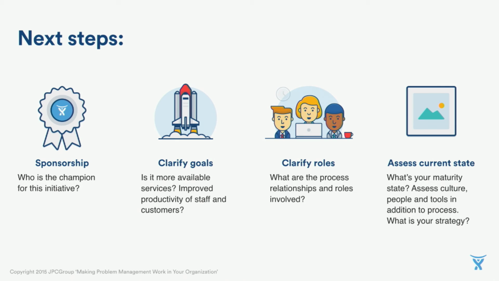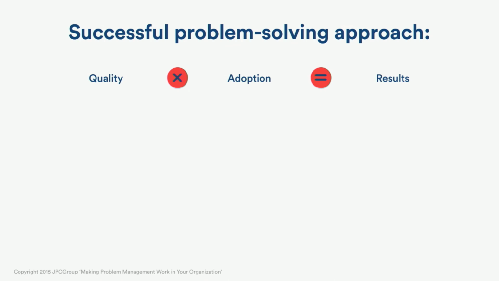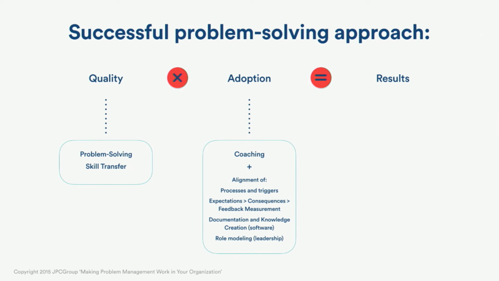What's your current state, right? And it's no different than any other initiative or any other project that you work on, right? Those are all core things for you to be successful, to make sure you have them. A successful problem-solving approach is about quality. You have to be trained. People have to have the right skills, all right? And to adopt it. And just because I've trained somebody doesn't mean they know how to use it.